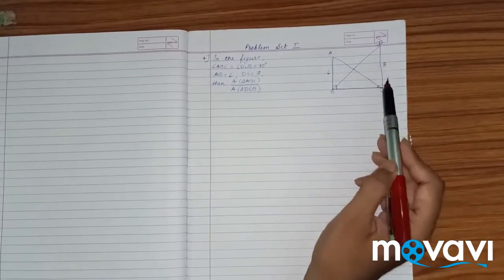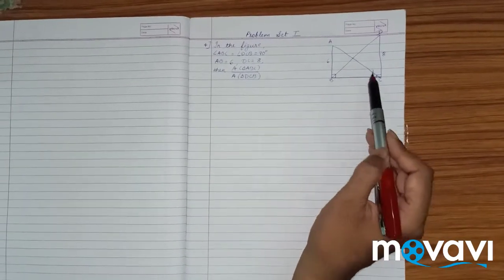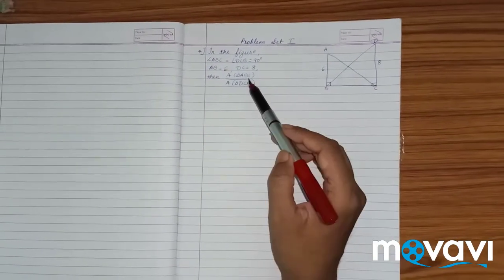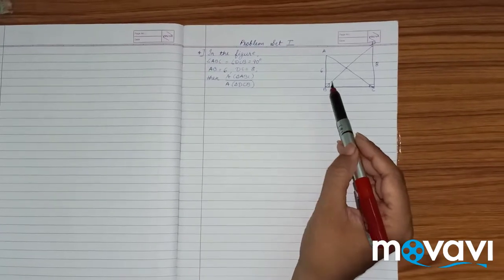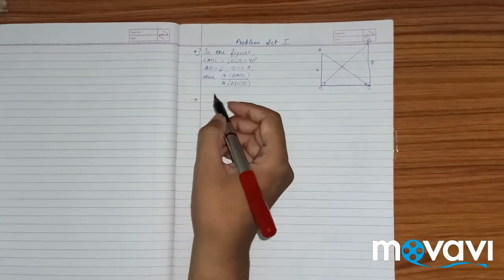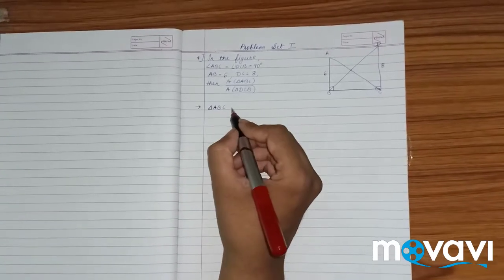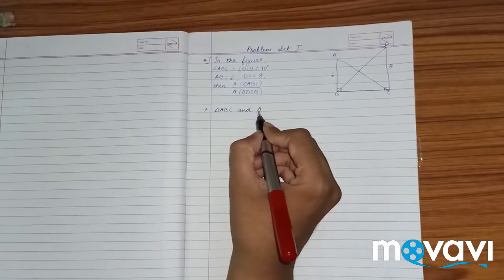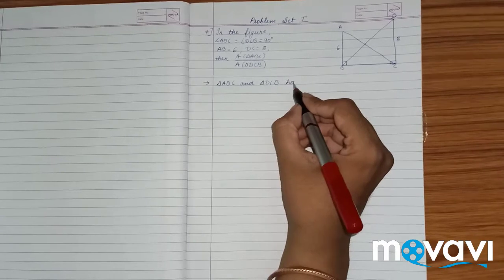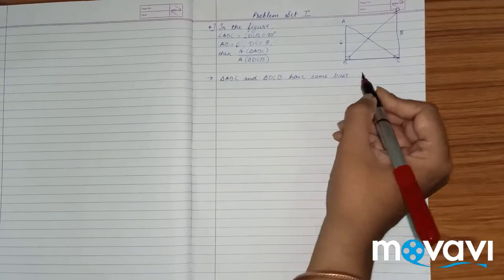Now what can you see here? BC side is common in both the triangles ABC and DCB. It means that they have a common base. So naturally this ratio will be equal to their corresponding heights. So let us write this down. Triangle ABC and triangle DCB have the same base BC.